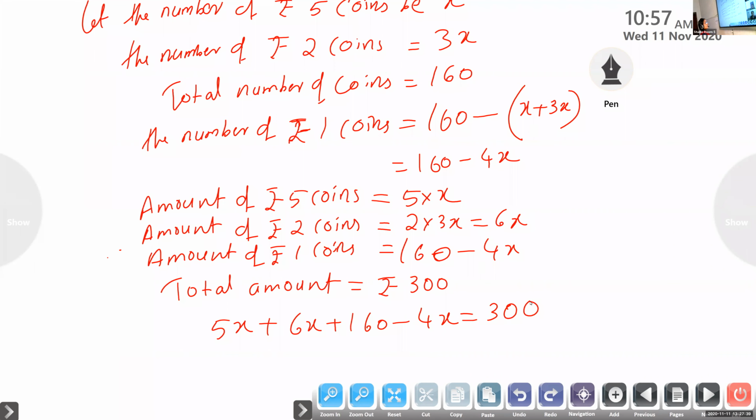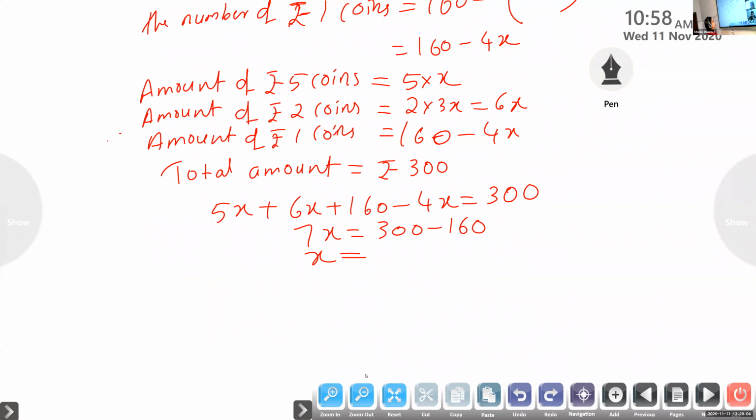Now you can find the value of x. 7x equal to 300 minus 160. X equal to 140 divided by 7. So x equal to 20. So we got x equal to 20.